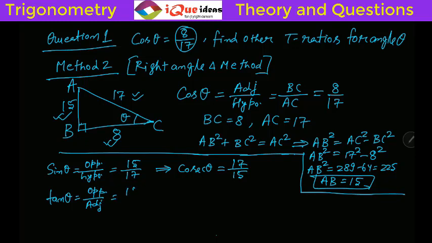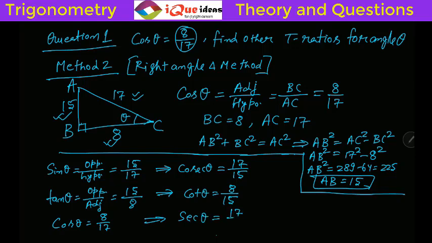Opposite side is 15, adjacent side is 8. From here we can invert and get the cot theta value, that is 8 by 15. And cos theta was already given, cos theta is 8 by 17. So from there itself we can calculate sec theta as the inverse of cos theta, that is 17 by 8.